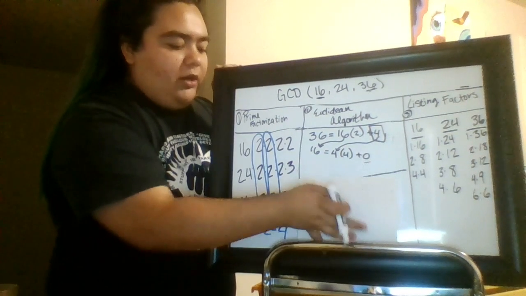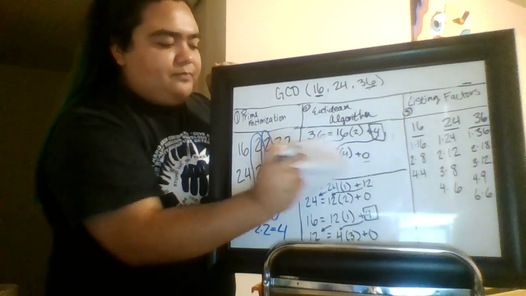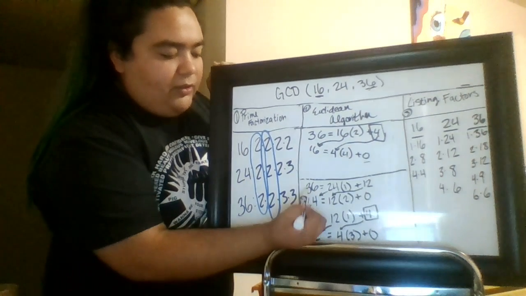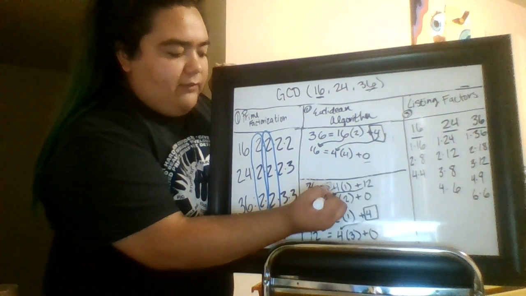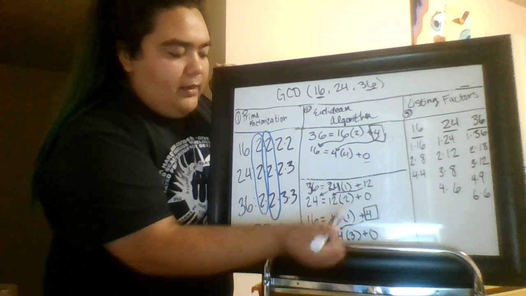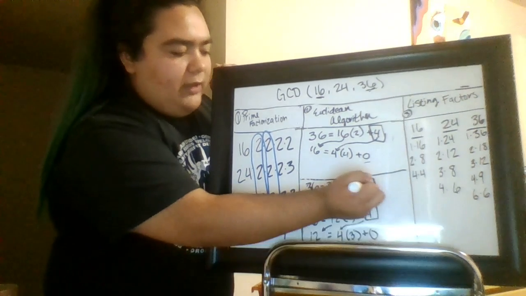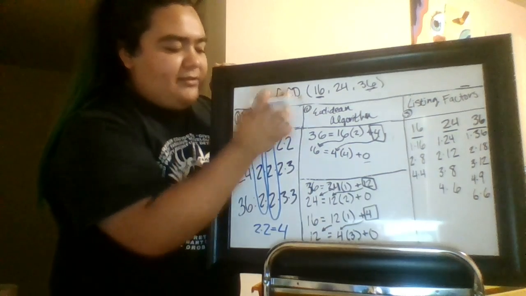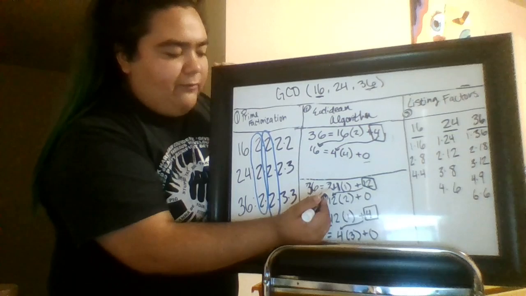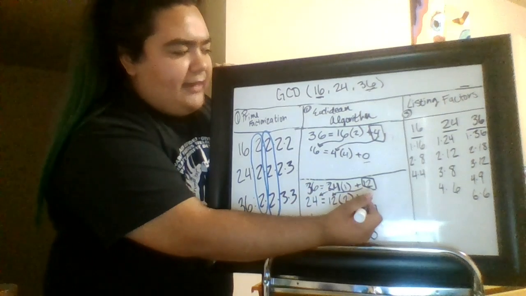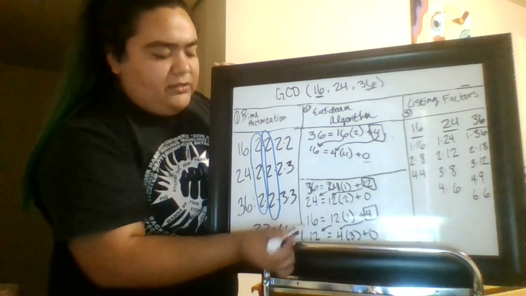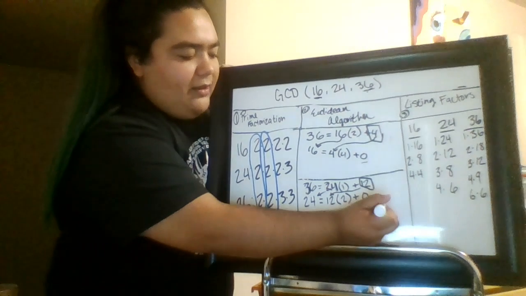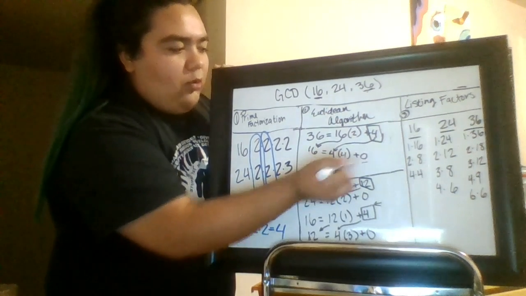To check my work, I did the same thing. I used the same algorithm. However, I started with 36 and 24. After getting 12 as the greatest common factor or the greatest common divisor of 36 and 24, I then used that and 16 to start another algorithm. That's how we determined and how we checked that 4 was the right answer.